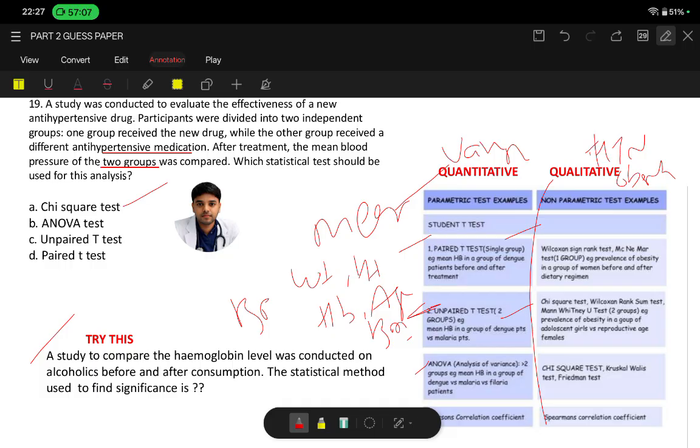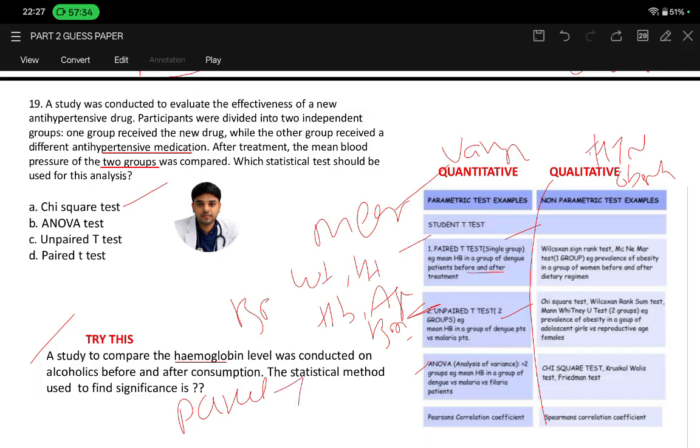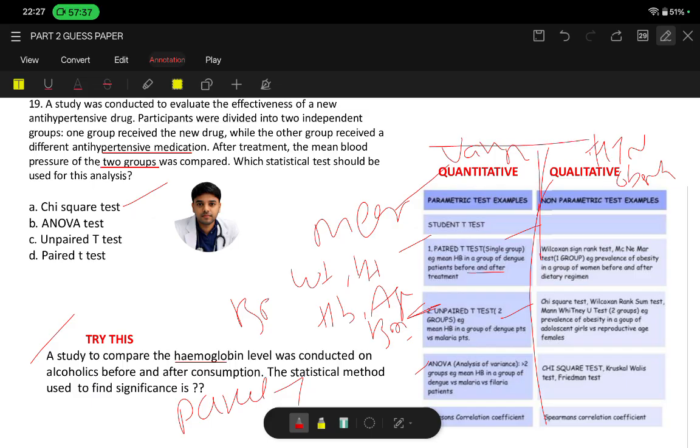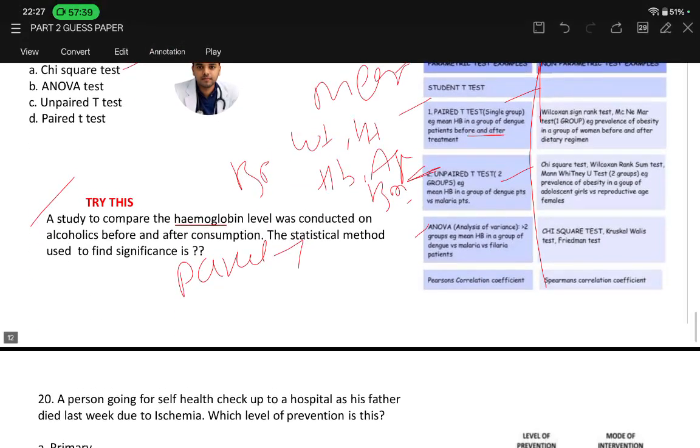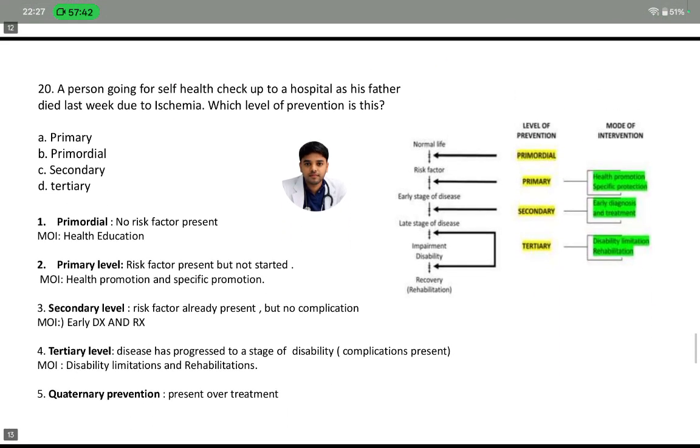Paired t test. Hemoglobin, they asked that. So hemoglobin is quantitative, before and after. Paired t test. Done. Simple. You just have to know this one. Whether quantitative or qualitative, it will be easy for you. Next one. Tell me this one.